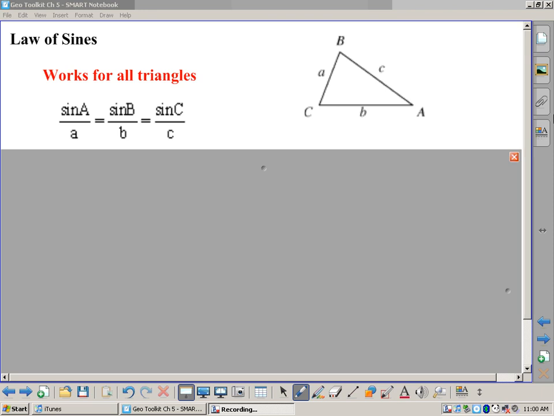The next toolkit entry is called the law of sines, and what's great about this is that it works for all triangles. It doesn't have to be a 90-degree angle in there, a right triangle. It can work for any triangle at all. So copy down a picture of this diagram right here.